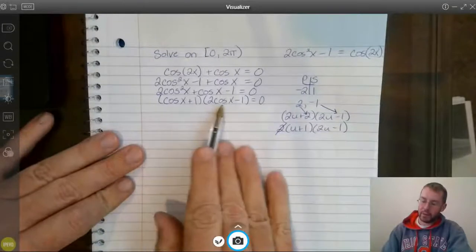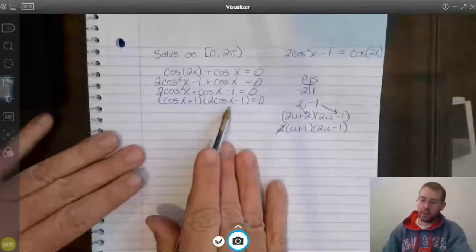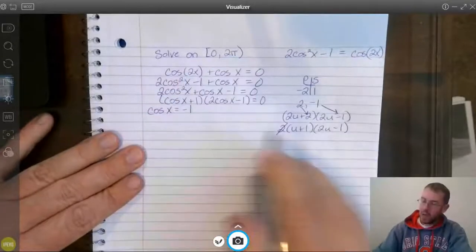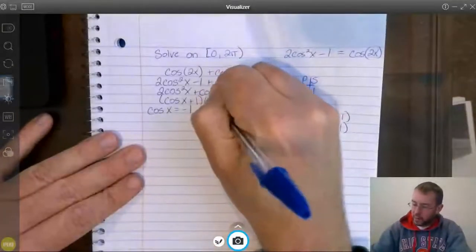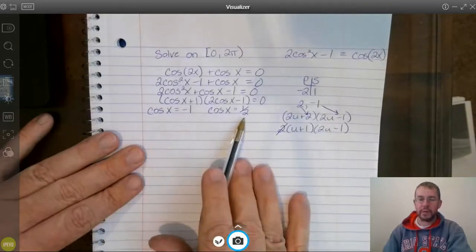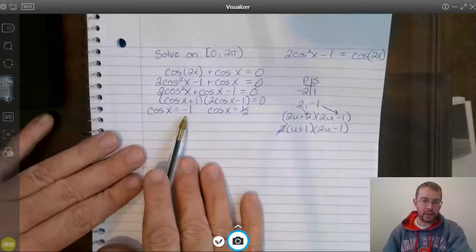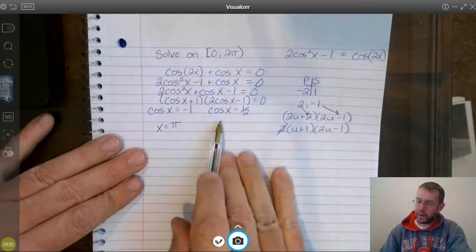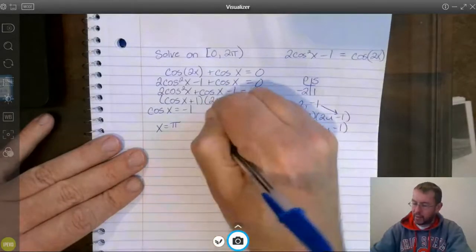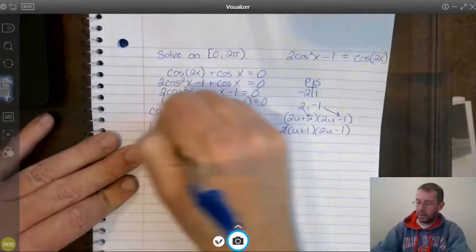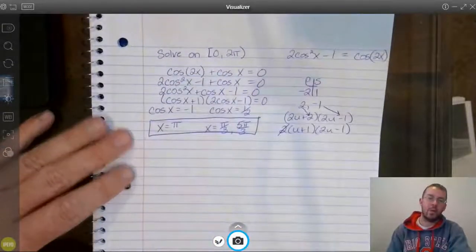Whenever we have two factors set equal to 0, we take each one, set it equal to 0, and solve. When I do that with my first factor, I'll get cosine of x is equal to negative 1. And when I do this with my second factor, I will get cosine of x is equal to 1/2. Now these are both nice numbers on my unit circle. So I would just look at my unit circle and say, when is cosine negative 1? And that happens at pi. So here, x would equal pi. And then we say, where does cosine equal 1/2? And that occurs at pi over 3 and 5 pi over 3. So those would be my three solutions. And we're done.